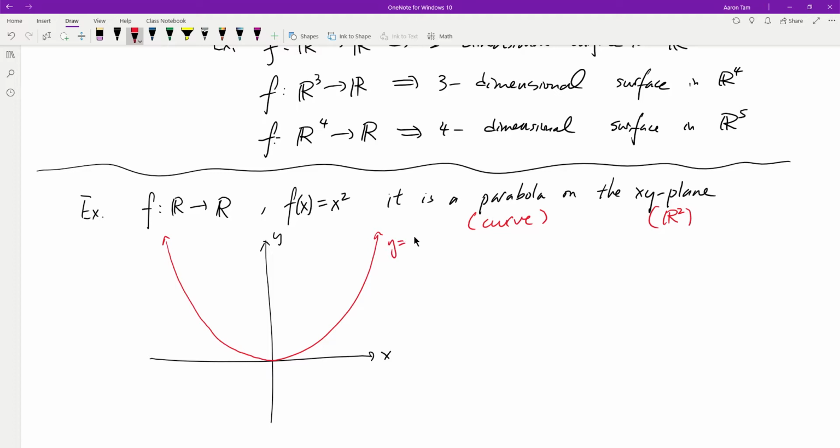Then we'll label it. Actually, I guess I can say y equals f of x, which is equal to x squared. That's pretty simple, right? But let's try to understand how we did this. So think of the following.